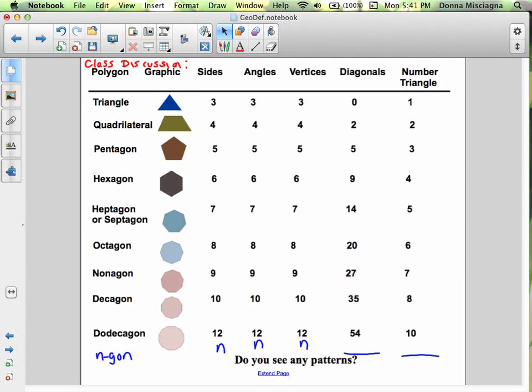Now, you might say, what's a diagonal? Right, so let's talk about a diagonal. A diagonal goes from one vertex to a non-adjacent vertex. In other words, a vertex that is not next to it. So where I draw the green dot, that would be an adjacent vertex to this one. Right? So we're talking about one that's not adjacent.